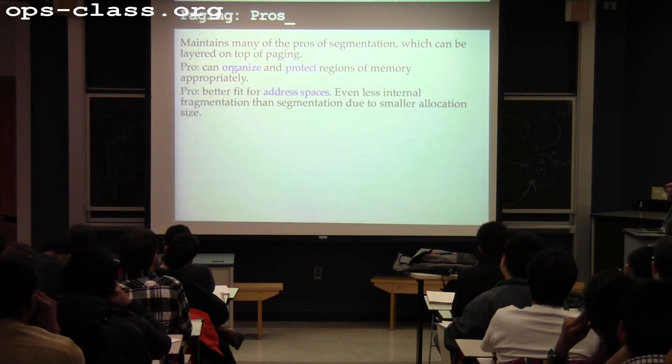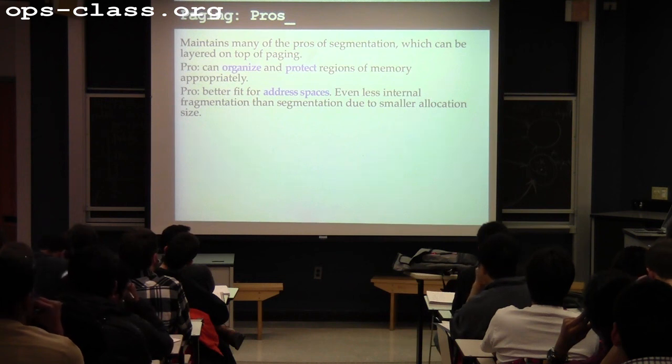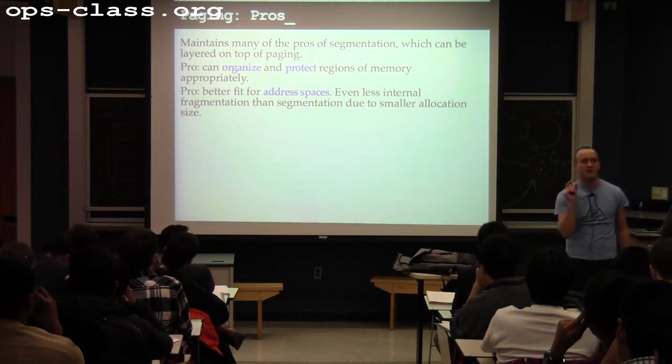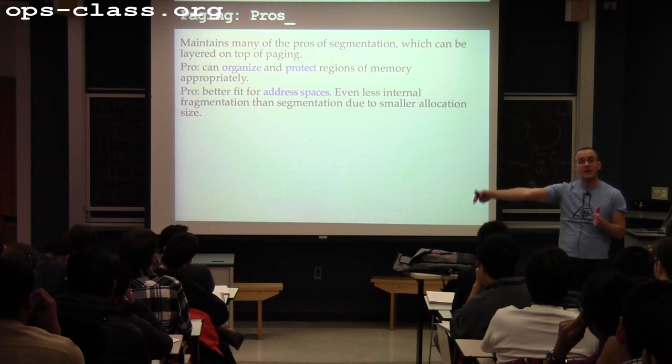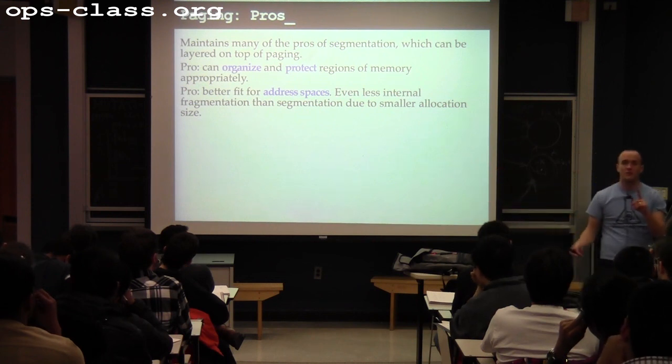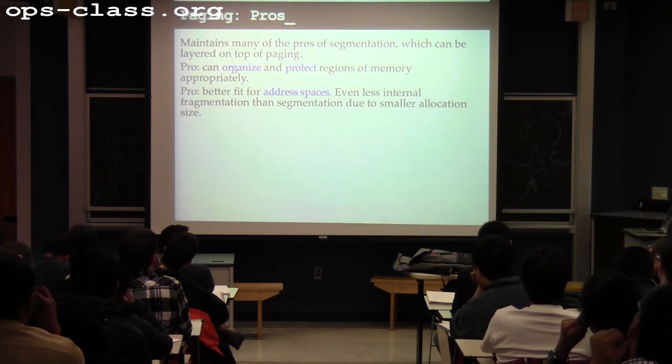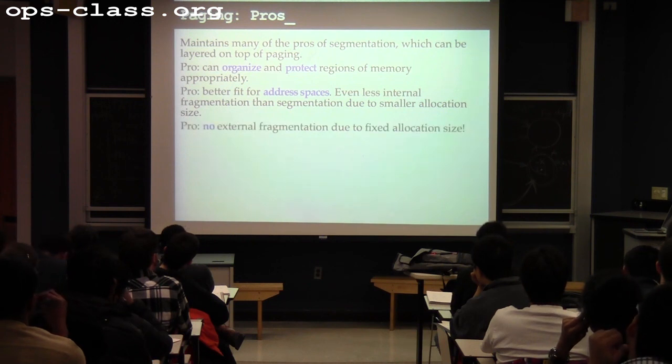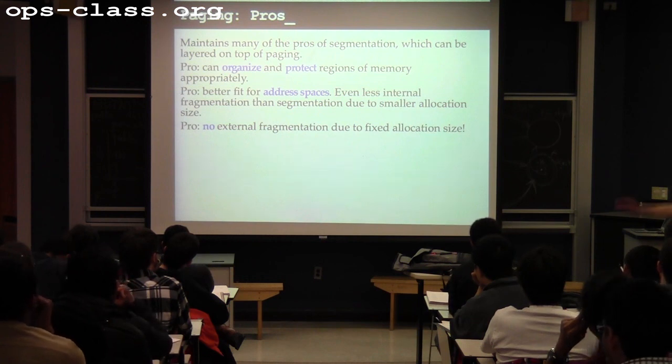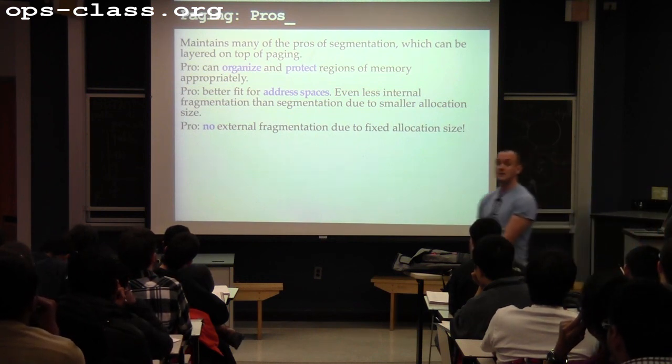And the greatest thing is that there's less internal fragmentation than segmentation because I'm doing this smaller allocation size, right? I don't have to bring in an entire segment just because a process used one part of it. I just bring in the page that the process used, right? Or I just map the page the process used. Here's an even awesomer thing: no external fragmentation, right? None.